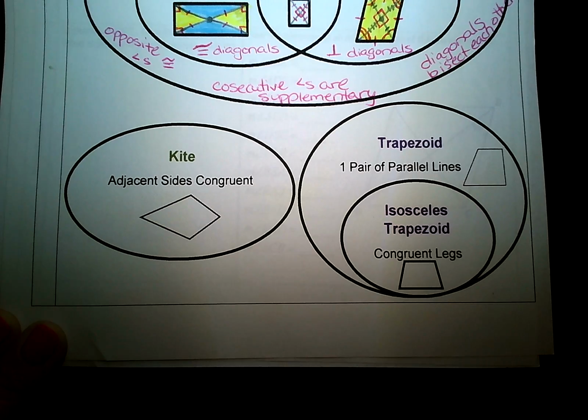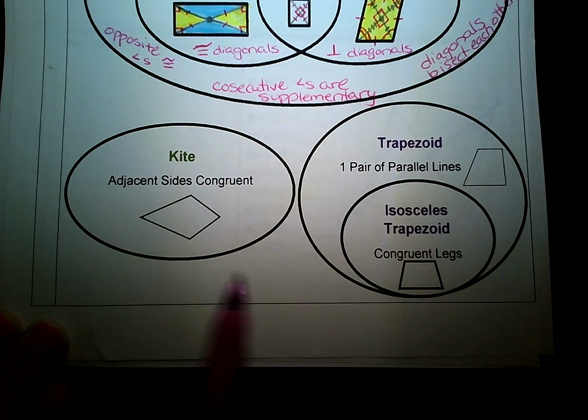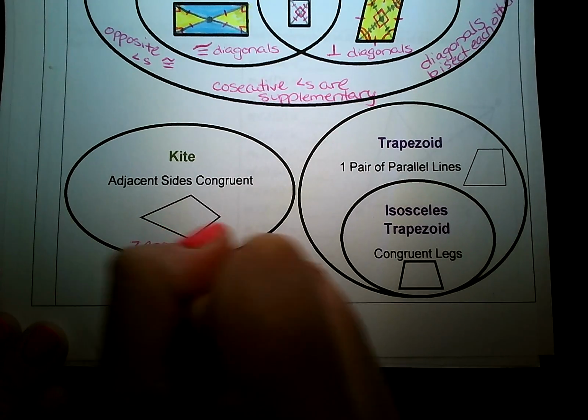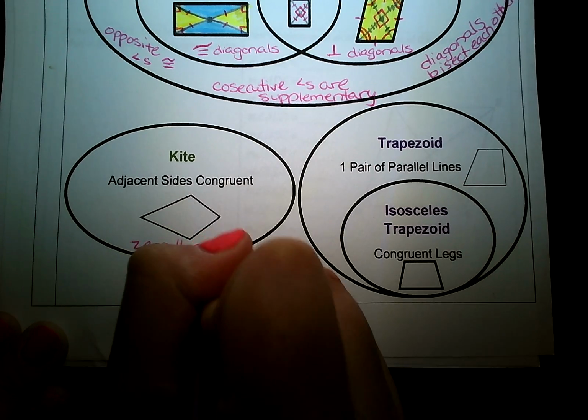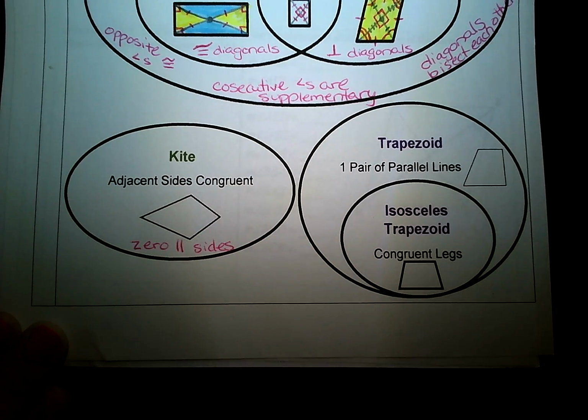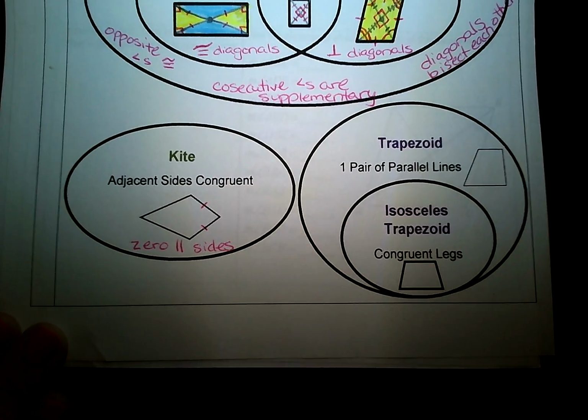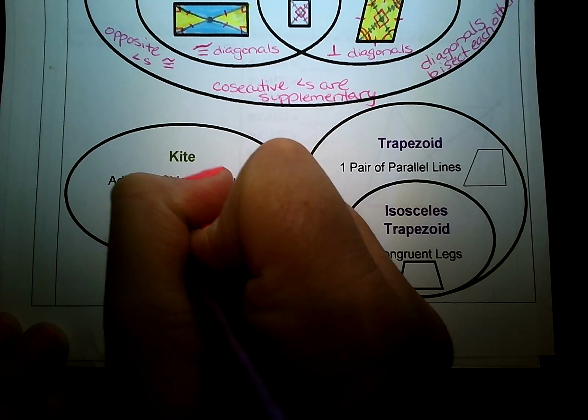Let's check out a kite. A kite is a quadrilateral. Notice it is not in the parallelogram bubble. In fact, a kite has no parallel sides. Instead, a kite's sides are congruent adjacent pairs. The two long sides are congruent to each other, and the two short sides are congruent to each other.